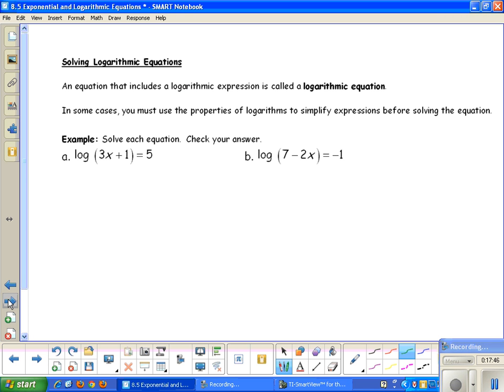Now, the last part we're going to come to is solving logarithmic equations. An equation that includes a logarithmic expression is called a logarithmic equation. In some cases, you must use the properties of logarithms to simplify expressions before solving the equation, because you only want to have one log in your problem on one side of your equation in order to solve it. And just like in order to solve exponential equations, we use logarithms. To solve logarithm equations, we can use exponential form.